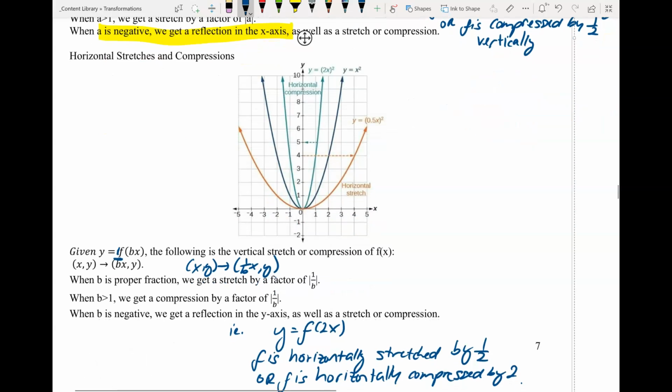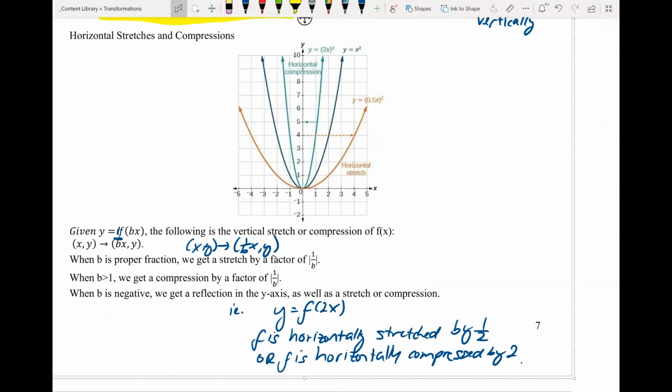The other one we're going to look at is horizontal stretches and compressions. I need you to make a change here, so I've written it right here. This is what you need to have instead: our point (x, y) on our original graph is going to change to (1 over b times x, y). So for this b value, you do 1 over b to get the new value and multiply it with our original x value.